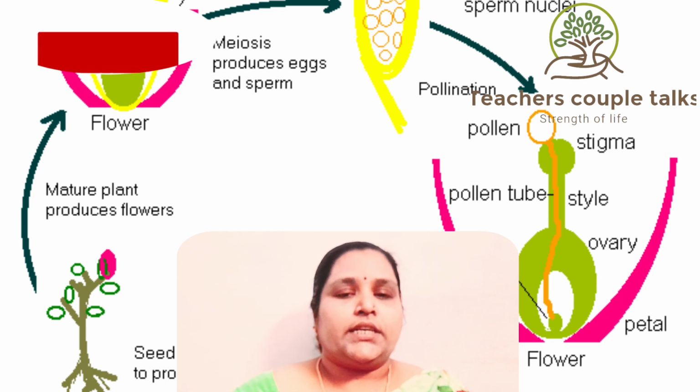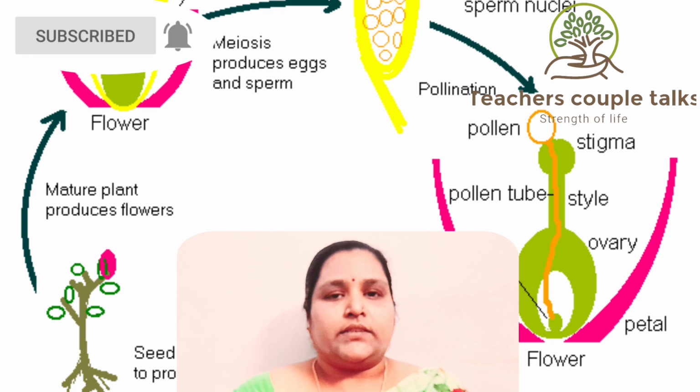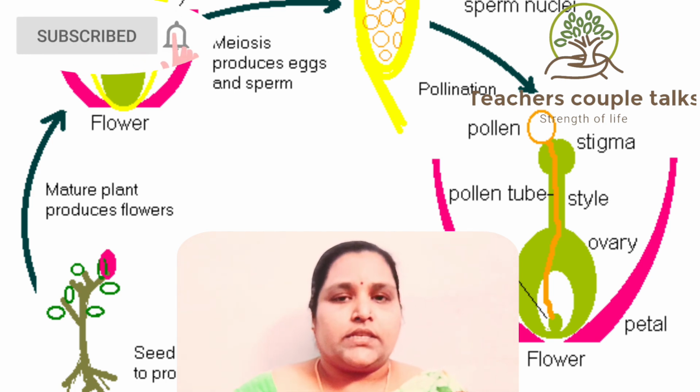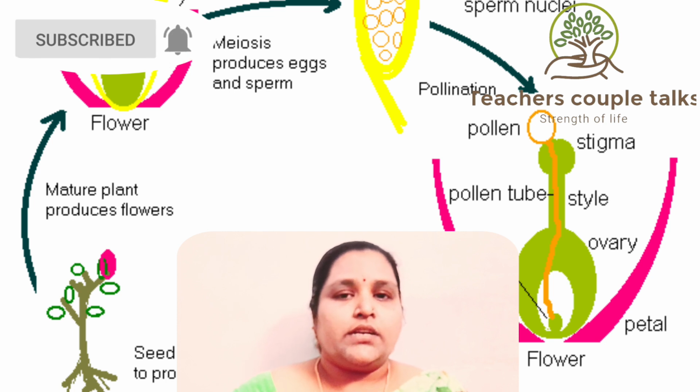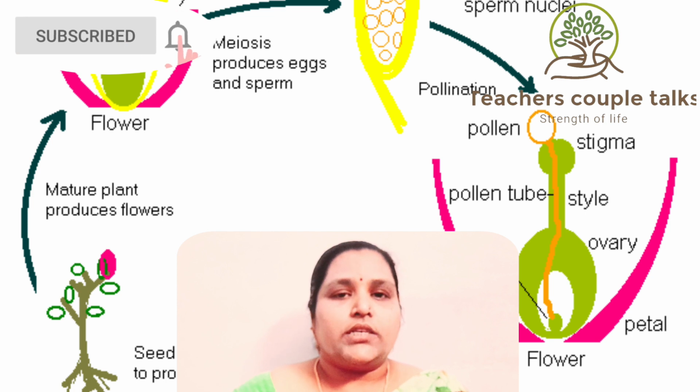Sexual reproduction in plants, and what are the sexual organs of plant. Plants reproduce in three ways: asexual reproduction, vegetative reproduction, and sexual reproduction.